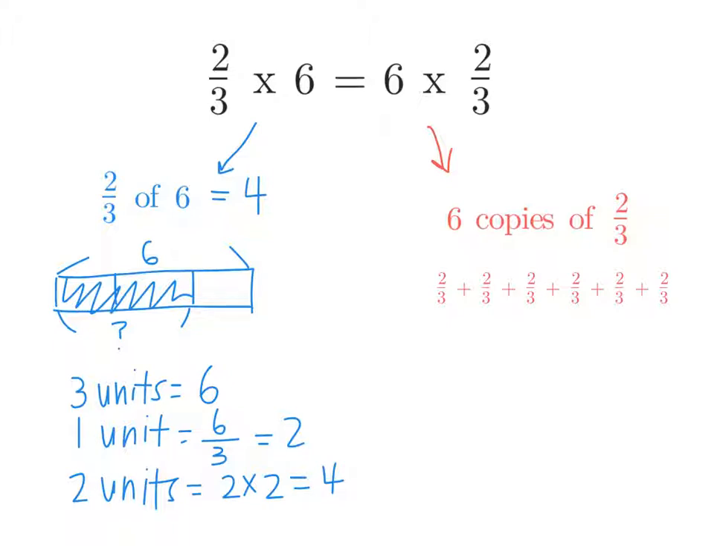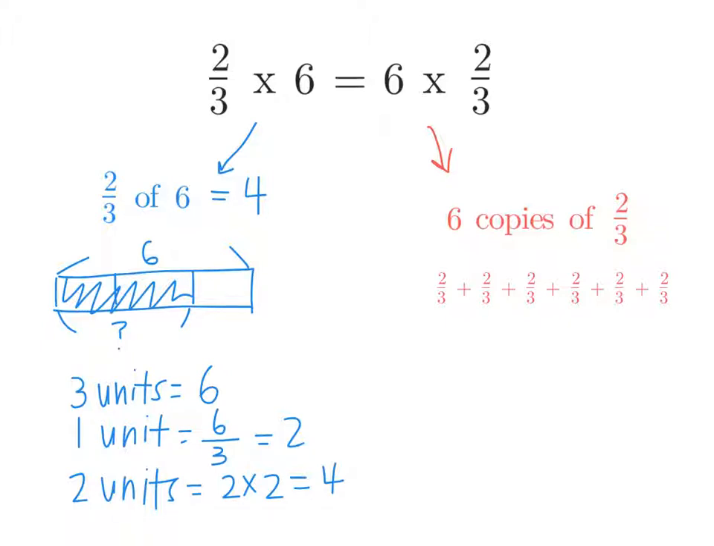So if I have 2/3 plus, and I add another 2/3, how many thirds do I have? 4/3. If I add another 2/3, how many thirds do I have altogether? 6 thirds. What if I add another 2/3? 8 what? 8 thirds. Okay, what if I add another 2/3? 10 thirds. What if I add another 2/3? I have 12 thirds.